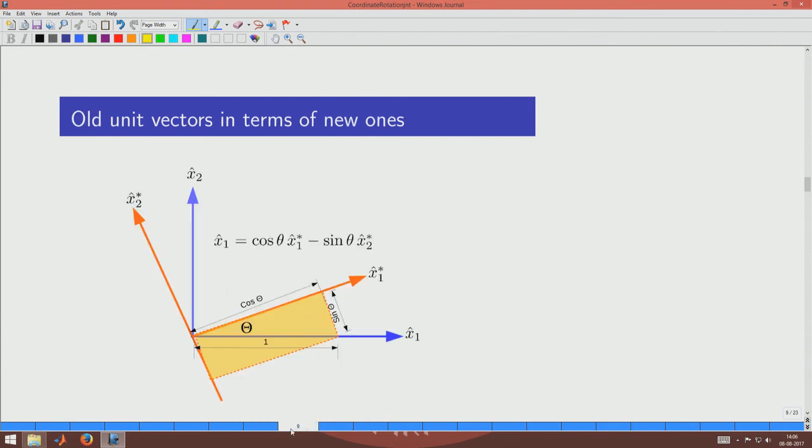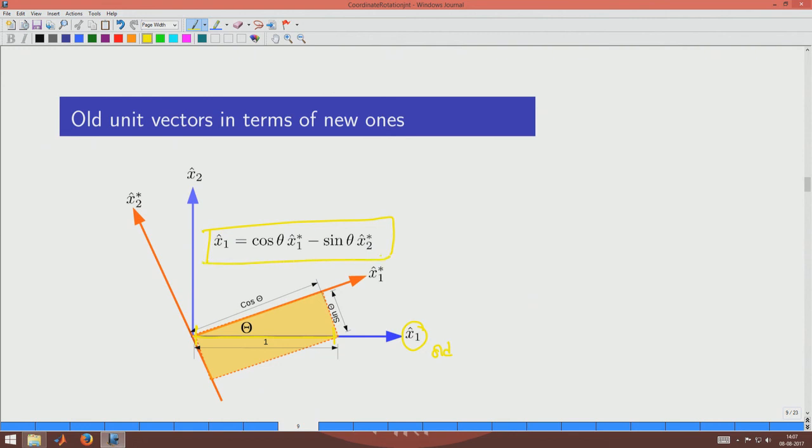The reverse is as follows. We now have to write the old unit vectors in terms of the new ones. What we do is the same as what we did earlier. Here there is a unit vector which we want to expand in terms of the components along the new axes. The unit vector is along x1, the old one, and its components are given by cos theta and sin theta, and we can also see that the expression comes out like this.